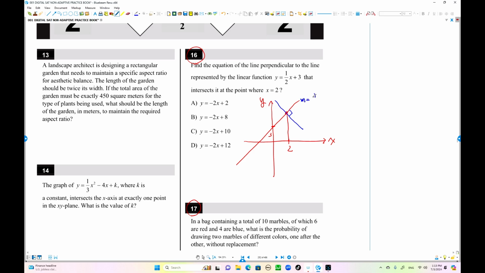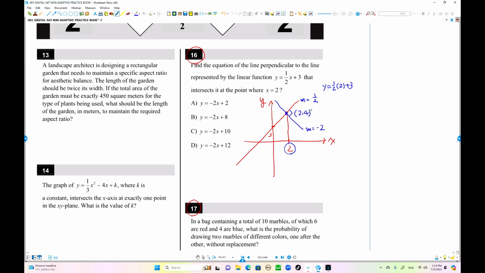The slope of this line is 1/2. The slope of the other one is the negative reciprocal, right? Negative 2. But it passes through this point. When x is 2, what is the y? y equals 1/2 times 2 plus 3, which is 4, right? Okay, this is the point (2, 4).